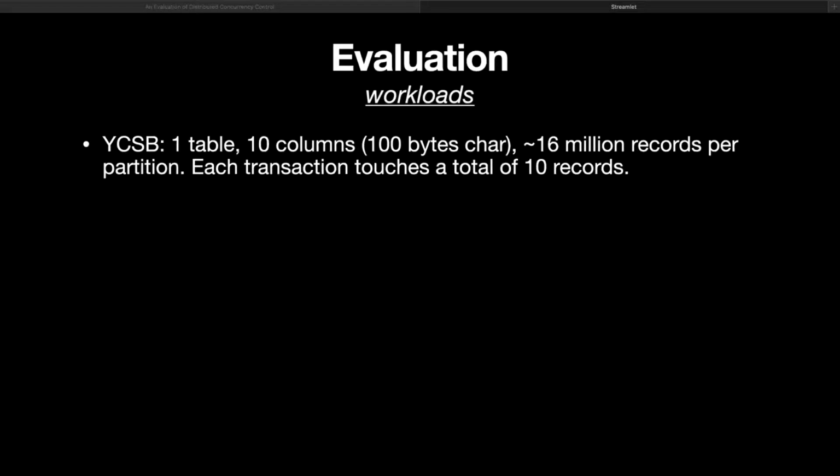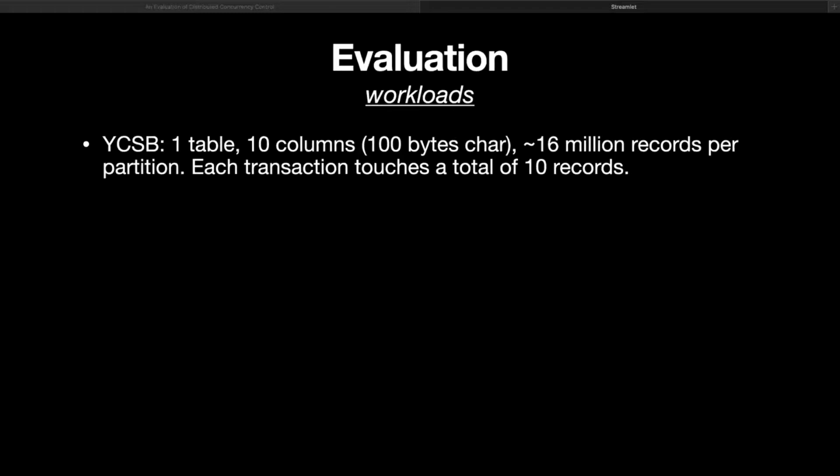They have used 3 workloads. The first one is the Yahoo Cloud Serving Benchmark, which is a single table partitioned based on the primary key.